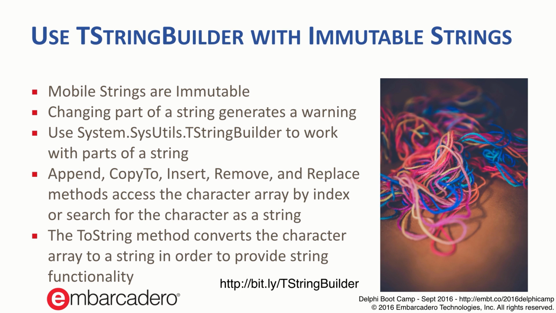Now, as I mentioned before, mobile strings are immutable, which means you don't want to change them. If you do try to modify the middle of a string, it'll generate a compiler warning now. In the future, it may be disabled. Right now, it just gives you a compiler warning. It handles it for you behind the scenes, but for performance reasons, it's not going to be very performant. So you really want to use the new TStringBuilder to work with parts of a string. It's a big buffer that you can move things around in, and then you can later just call ToString, and it gives you back an immutable string. It's got lots of methods on it, like Append, CopyTo, Insert, Remove, and Replace, that let you deal with the parts of the string.